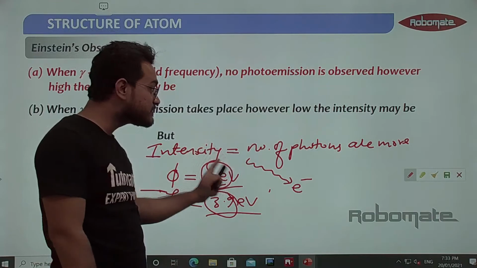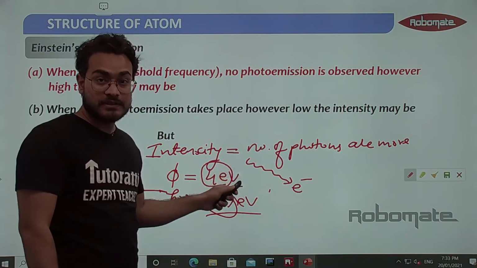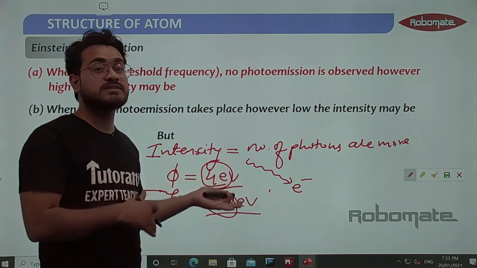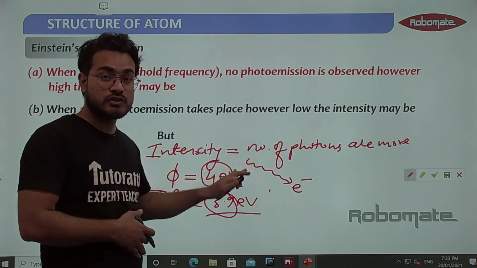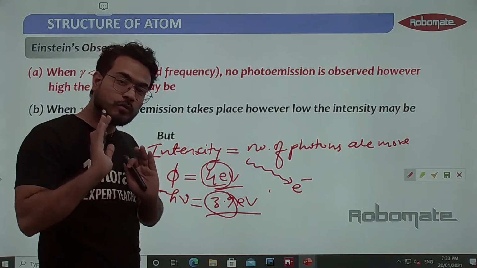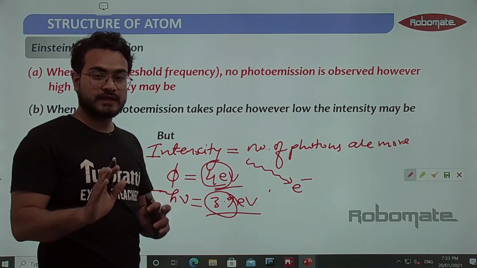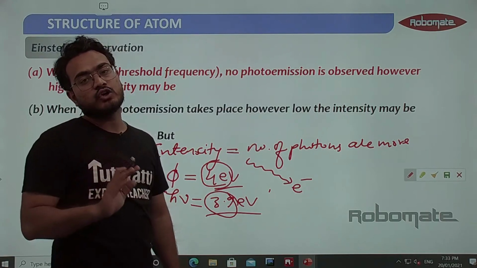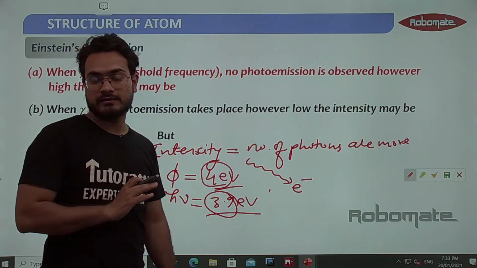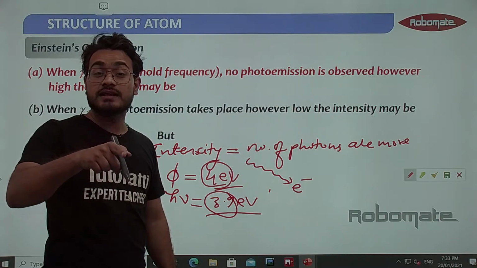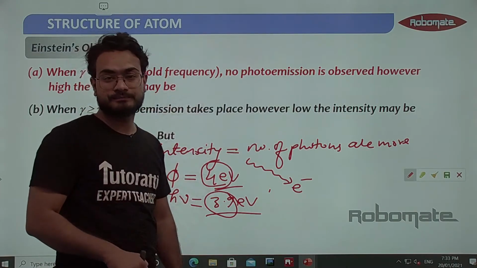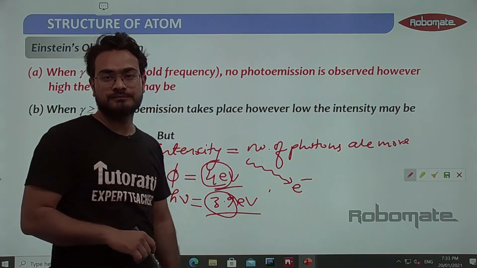I hope this concept is clear, because this question has been also asked in the previous examinations. This is a very conceptual problem. Increasing the intensity does not guarantee the electron will come out of the metal. You will have to increase the energy of photon. Then only the electron will come out. Okay?